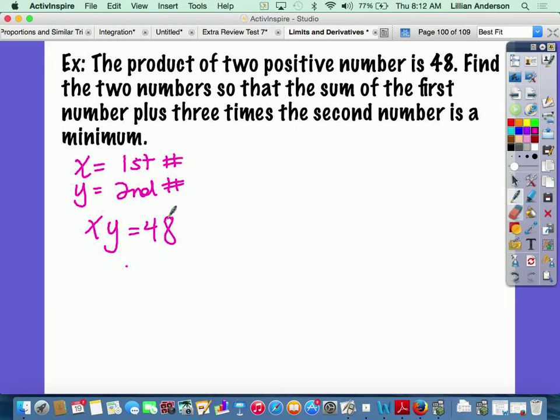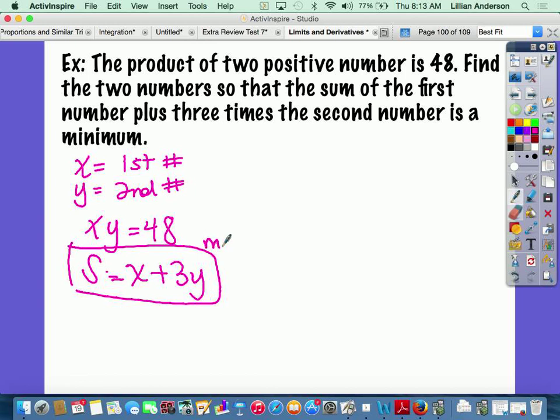It says find the numbers so that the sum of the first number plus 3 times the second number is a minimum. So the sum of the first number, so the first number is x, plus 3 times the second number is a minimum. This is going to be the equation to be optimized because I'm looking for the values so that that becomes a minimum. Okay? And it's given to us right there in the problem.